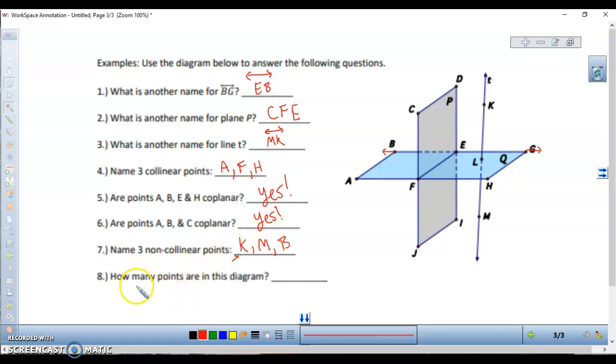All right. And then finally, how many points are in this diagram? You could go and be like, well, there's 1, there's 2, there's 3. But why would you do that? You know there's an infinite number of points because even in this line, there's an infinite number of points. So just be smart about it. There is an infinite number of points in this diagram.